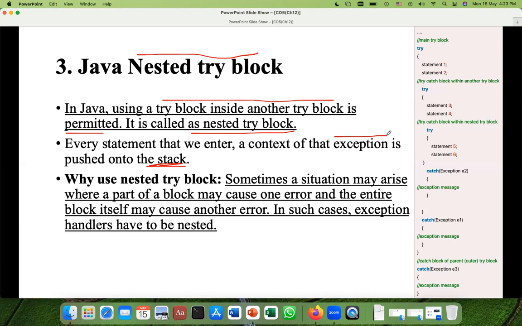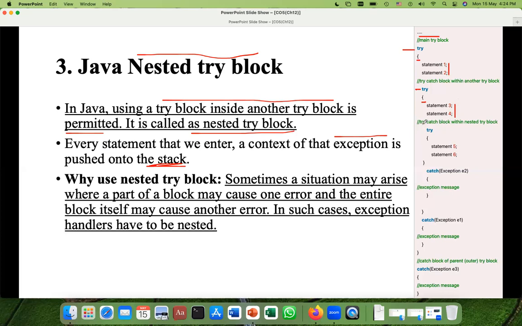And now, before going on to that nested try block, anyhow, you can see that if you have this try block, this is the main try block. We are calling it main. This is the starting, and where it is ending, I don't know. And these are the two statements in it. And then we are writing another try block in it, and this is the starting, and where it is ending, I don't know. And these are the two statements, 3, 4 in it.